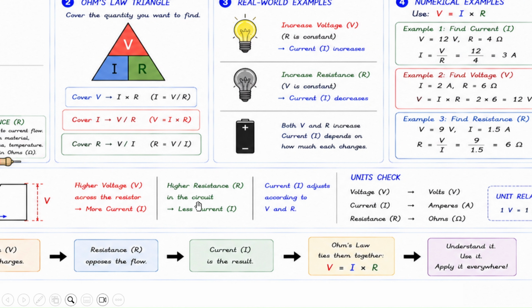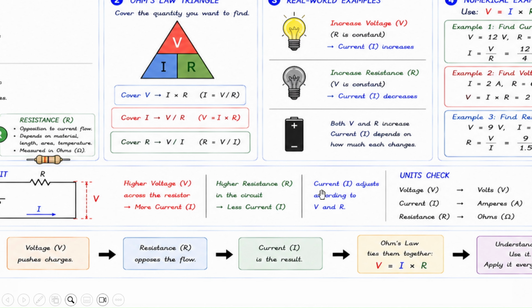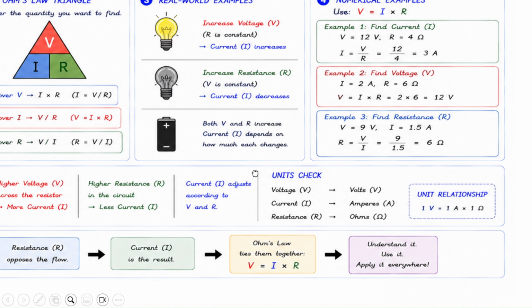Now these next points basically restate what we've said. Higher resistance in any circuit will reduce the current, and the current will adjust according to what the voltage and the resistance are adjusted to. So a higher V would cause a higher current, and a higher R will lower the current. Now, the next thing we need to know about Ohm's law are the units.